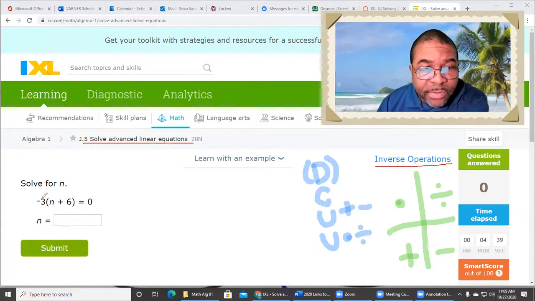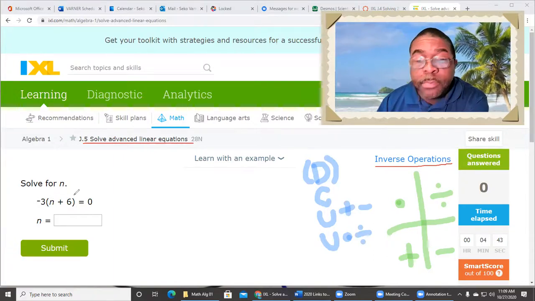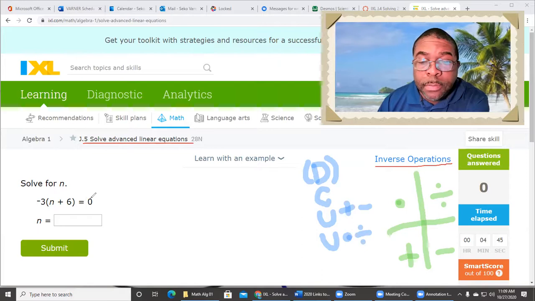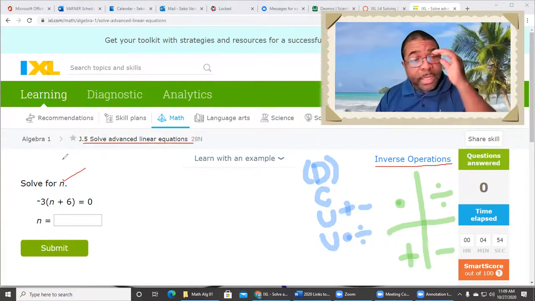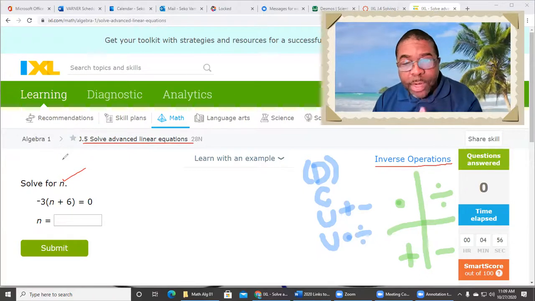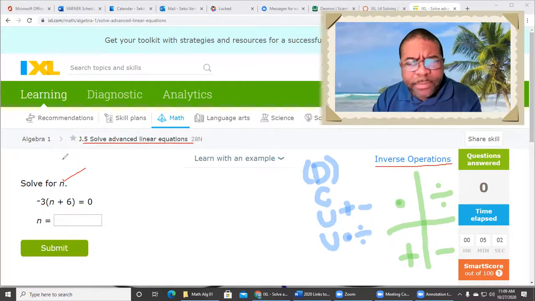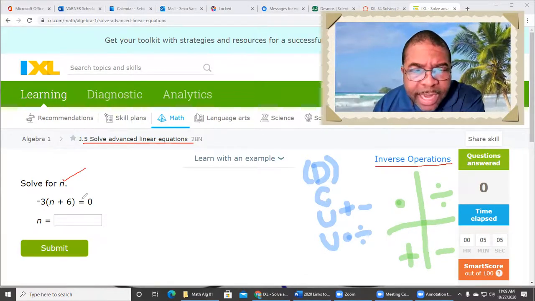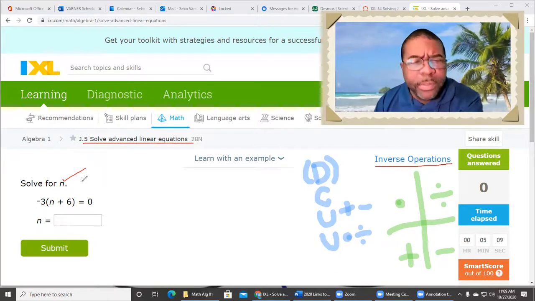All right, so I see negative 3 multiplied by n plus 6 in parentheses equals 0. I'm solving for n. I need to find out what number n represents. It might be a constant, one number. It might be a variable, a row of numbers, but we're going to find that out. Since I see an equal sign, I know that n is going to be a constant. It's just going to be one number.